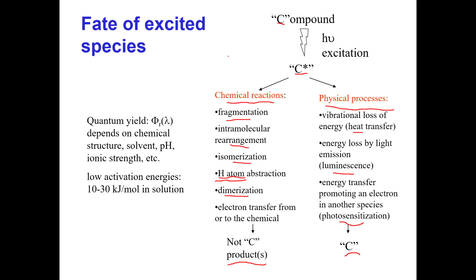So the proportion of our chemical that goes via this pathway, versus the total amount of our chemical that gets excited, is called the quantum yield. And quantum yields are usually pretty low, like less than 1% of the chemical actually undergoes a reaction. And the magnitude of that quantum yield depends on the chemical structure very, very much. But it also depends on the solvent. It depends on the pH, the ionic strength, all kinds of things in the solution.